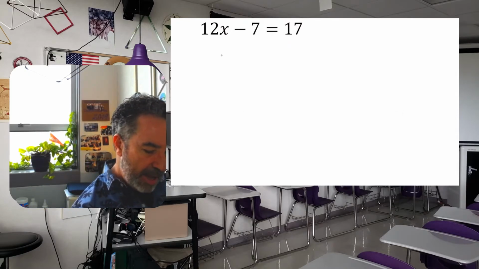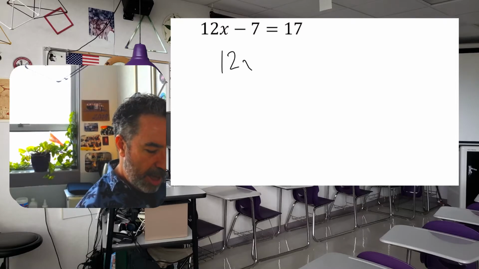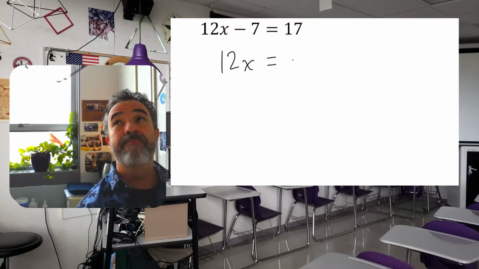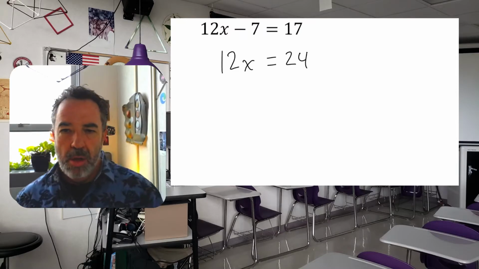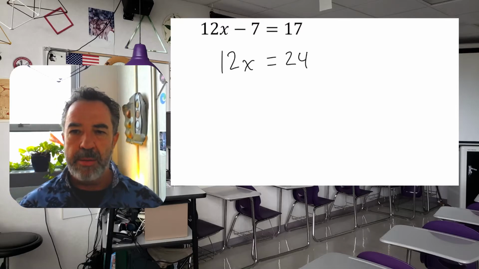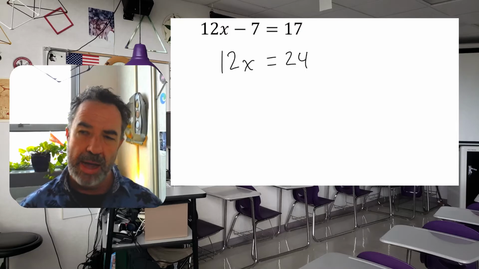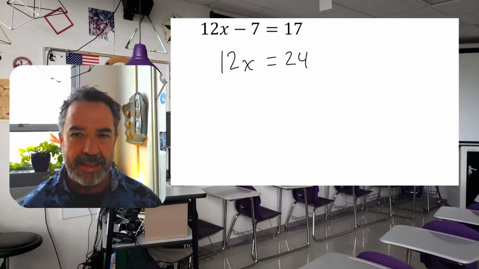I'm going to rewrite it as 12x equals, that's going to be 24. Now, whenever I write something down like this, I always say to myself, what did I do to both sides? What did I do to the left? What did I do to the right? And I don't write it down because I like to mentally think about it.